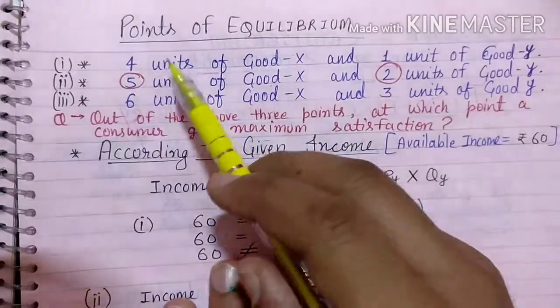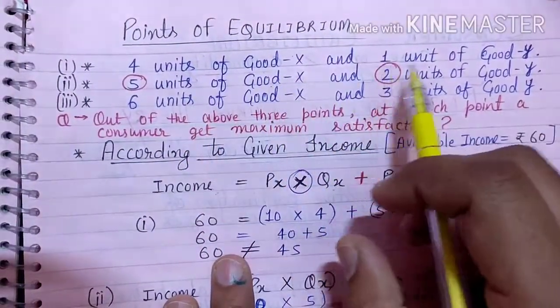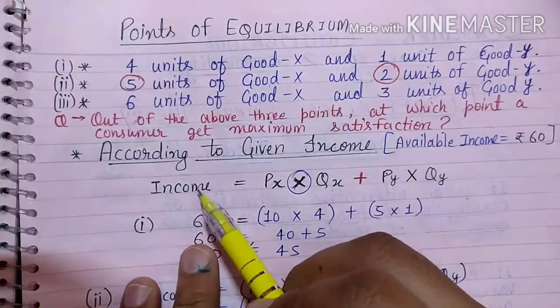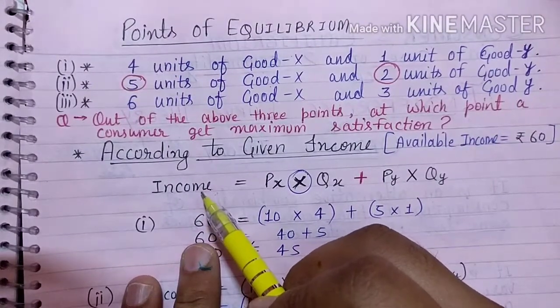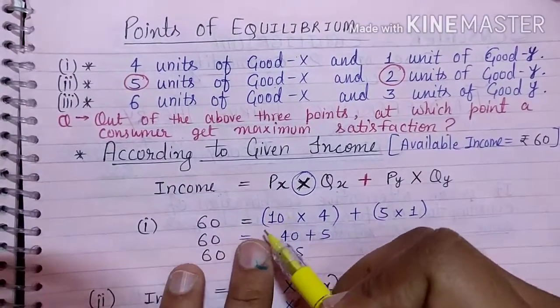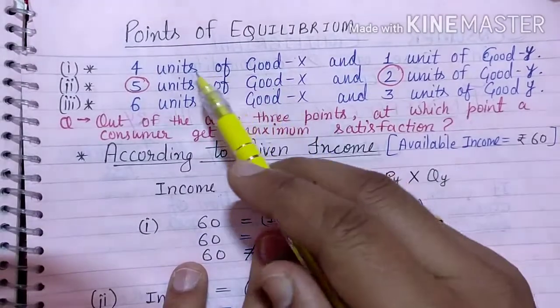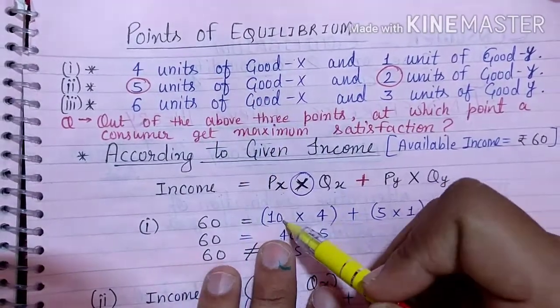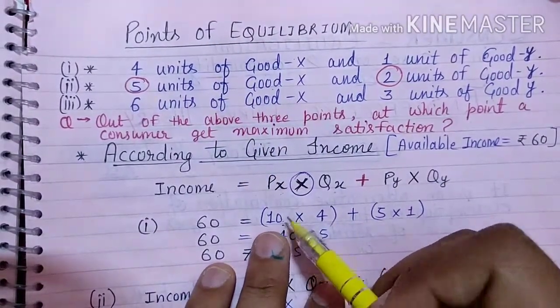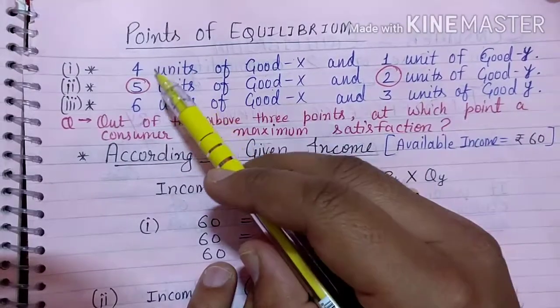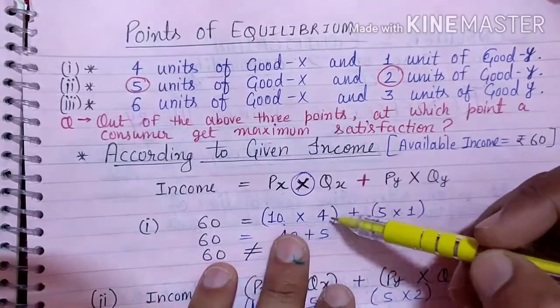First point is 4 units of good X and 1 unit of good Y. So 60 is our given. Already, how much income are we having? 60 rupees equals PX. How much is PX that time? What is the price of good X? Rupees 10. So it will remain the same. Price of good X is 10 only, into QX. How many units of quantity X? 4 units. So into 4.